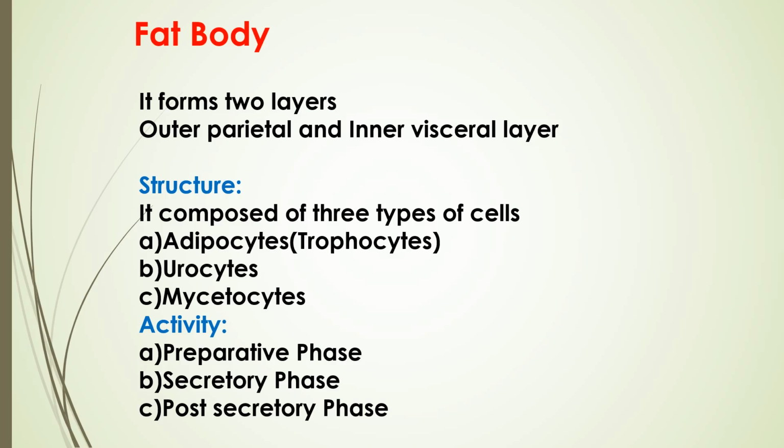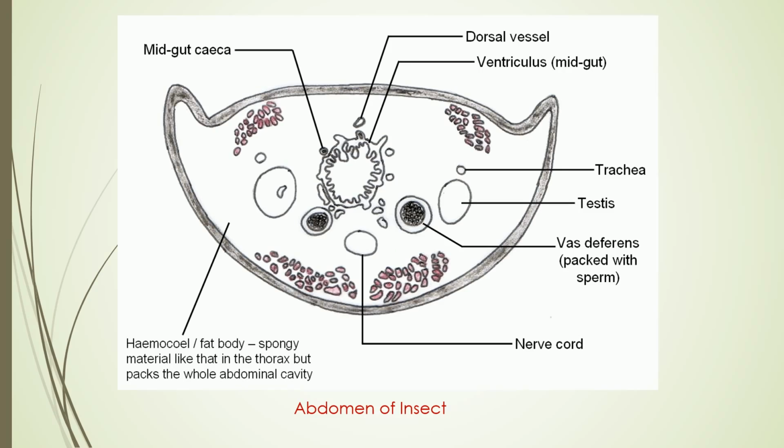Now this is the post-secretory phase. After that, what is actually the structure of this fat body? Now here is the abdomen of an insect. The center of this abdomen shows the midgut. On the outer side is the body wall, and in between the body wall and the gut there is a space, and that space contains the hemocoel.